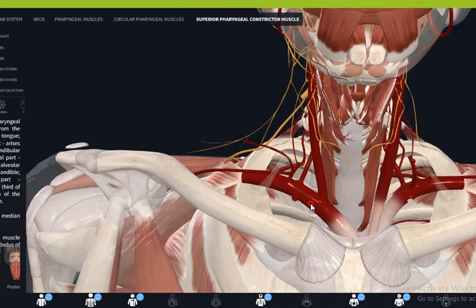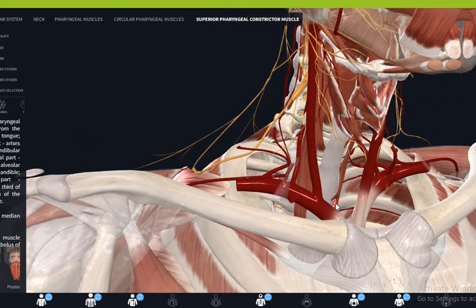So now from here we've seen all the muscles which are used in the head, in the neck.